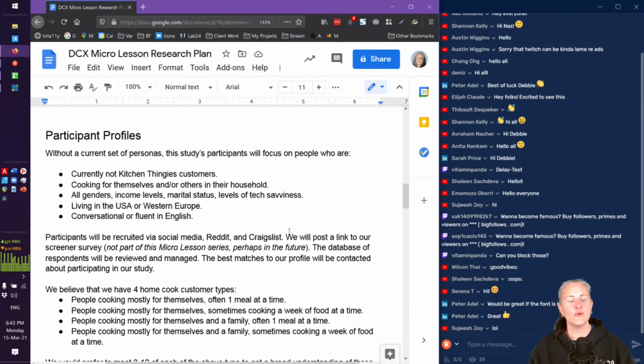Participant profile. So again, this is who we are hoping to interview, and I'm pretending the company doesn't necessarily have personas. We just kind of have marketing buckets. You know, we have kind of a general idea. Without a current set of personas, this study's participants will focus on people who are currently not Kitchen Thingies customers, cooking for themselves and or others in their household, all genders, income levels, marital status, levels of tech savviness, living in the USA or Western Europe, conversational or fluent in English.